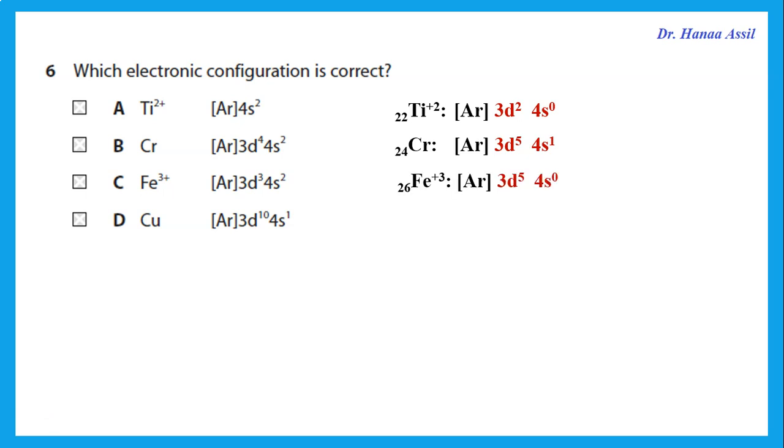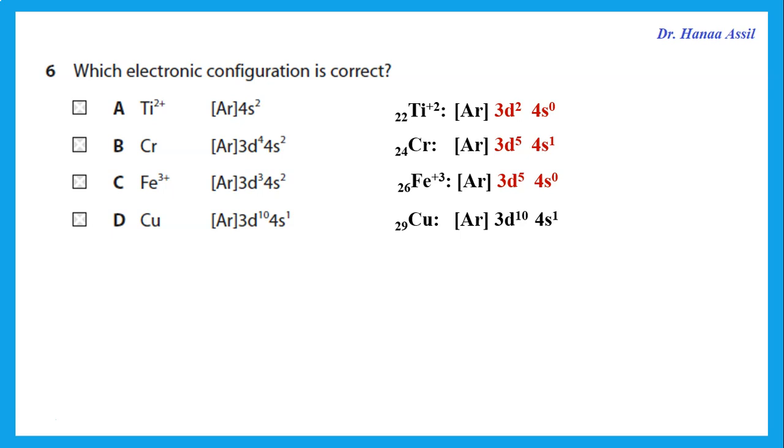Iron 3+. Iron is 26, so 3+ means we have 23 electrons, and that means we're going to remove 2 of the electrons in the 4s. We don't remove the ones in the 3d, we remove the ones in the 4s, and then I still need one more. So instead of 3d6, which it was supposed to be at the beginning, it is now 3d5.